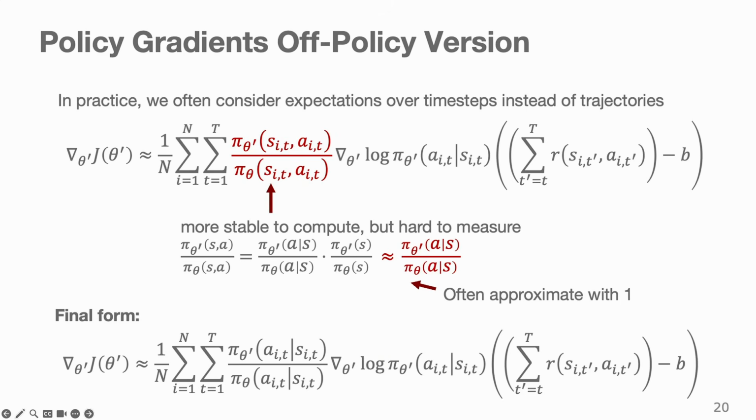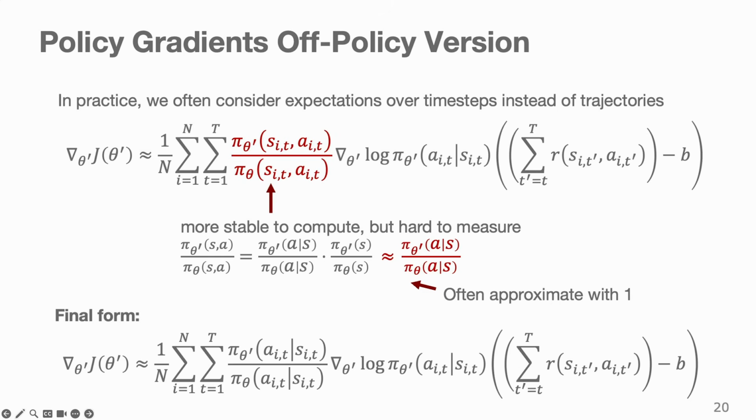In practice, we often consider expectations over time steps instead of over trajectories. When we decompose this joint distribution of pi over s and a, we get the action ratio and the state ratio. While we can easily calculate our action ratio from our network, we cannot do this for the state ratio, because we would need to know the global dynamics of the environment again, which we don't have, right?